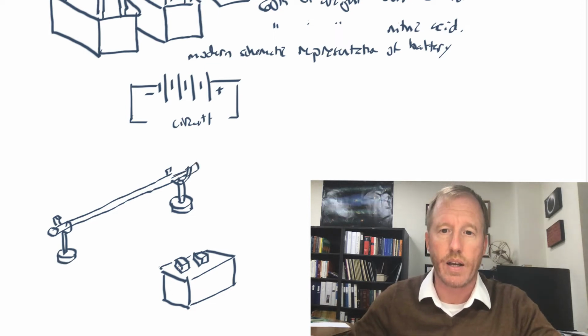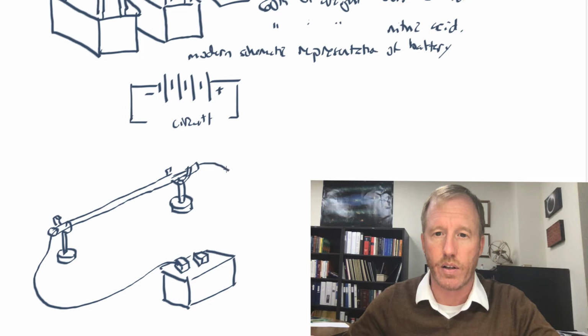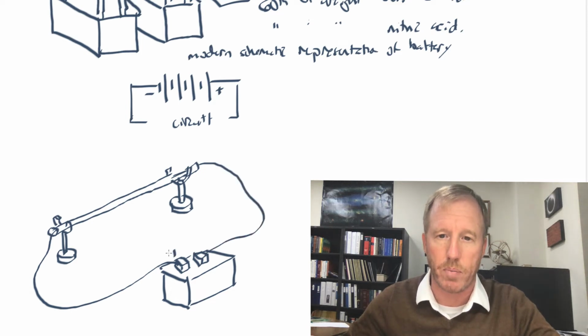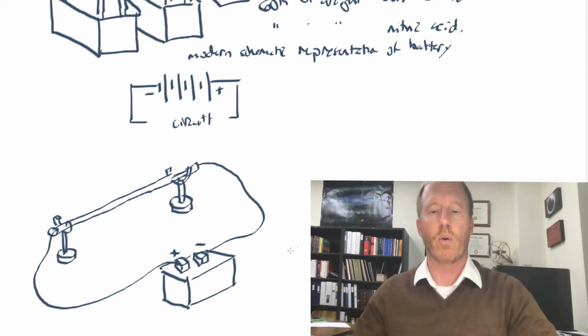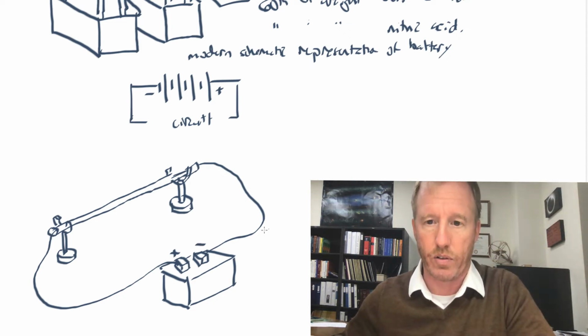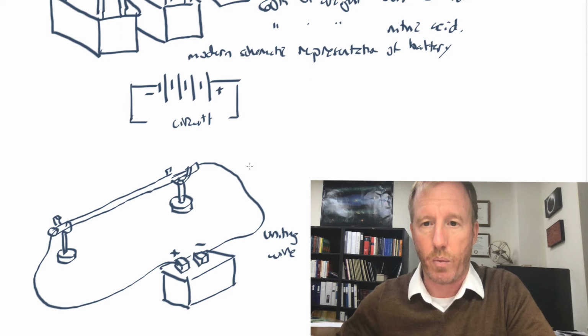Okay, and then he has this uniting wire hooked up to this end, and the other uniting wire hooked up to this end. And let's suppose this is the positive terminal, or the copper terminal of the battery, and this is the negative terminal, or the zinc terminal of the battery. So this is the uniting wire right here. And what he does is he orients this apparatus in a particular way.